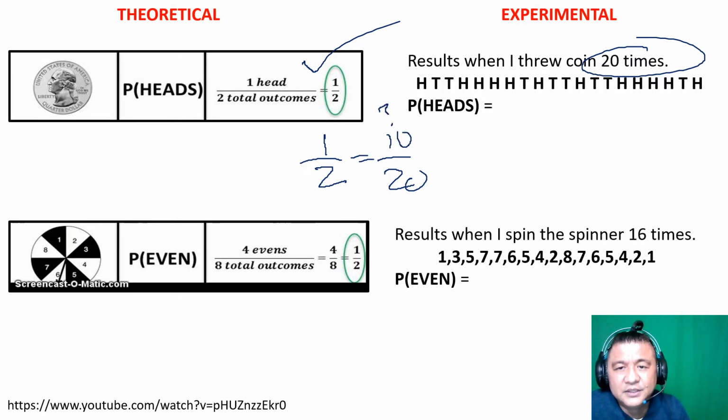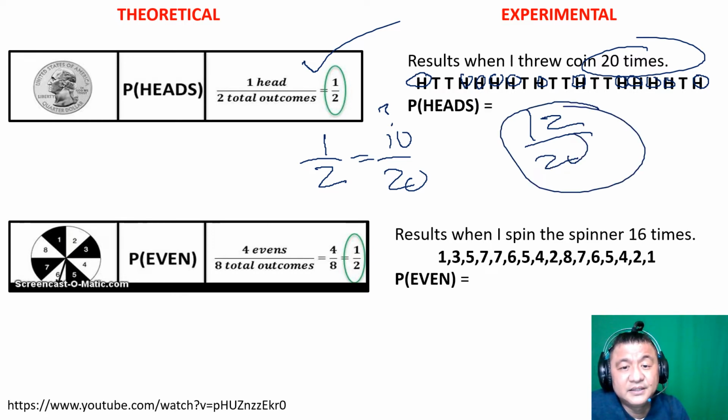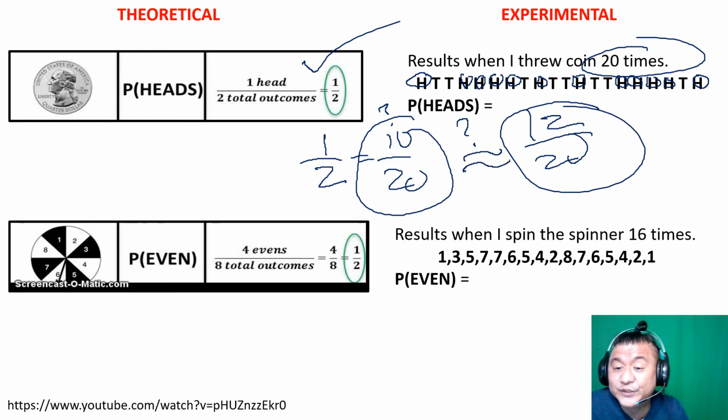But no. Let's see how many are the heads. 1, 2, 3, 4, 5, 6, 7, 8, 9, 10, 11, 12. 12 out of 20. See? Are they the same? No, they're different, right? We were expecting 10, but we went over. Theoretical versus experimental.